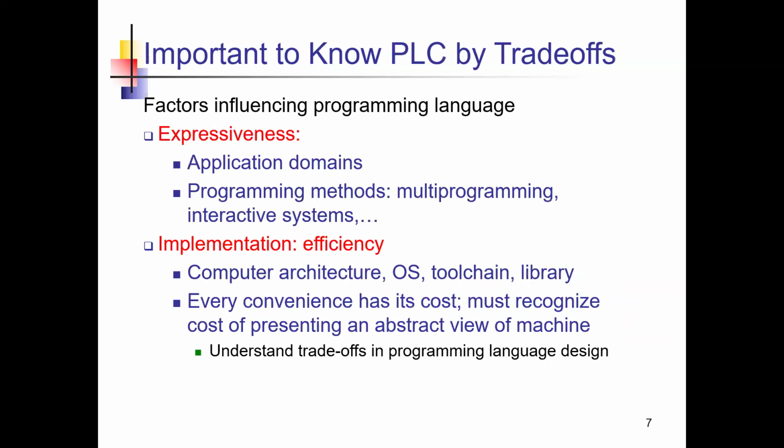So again, it depends. And these are the things we are going to discuss in this course. Next is expressiveness also. Factors that influence programming language expressiveness are the application domain, programming methods, multi-programming, interactive systems, etc. Also implementation in terms of efficiency: the computer architecture, operating system, toolchain, libraries, etc.